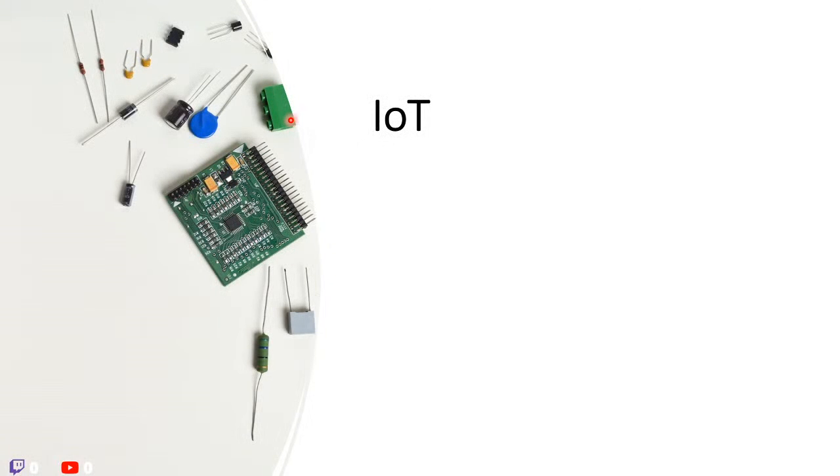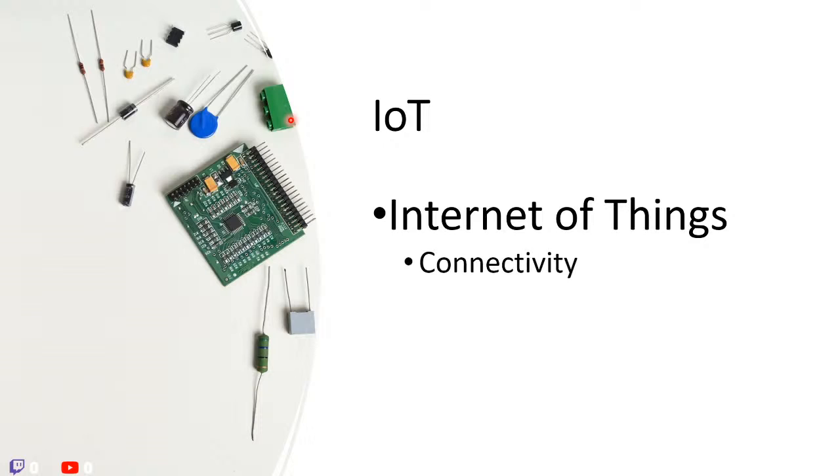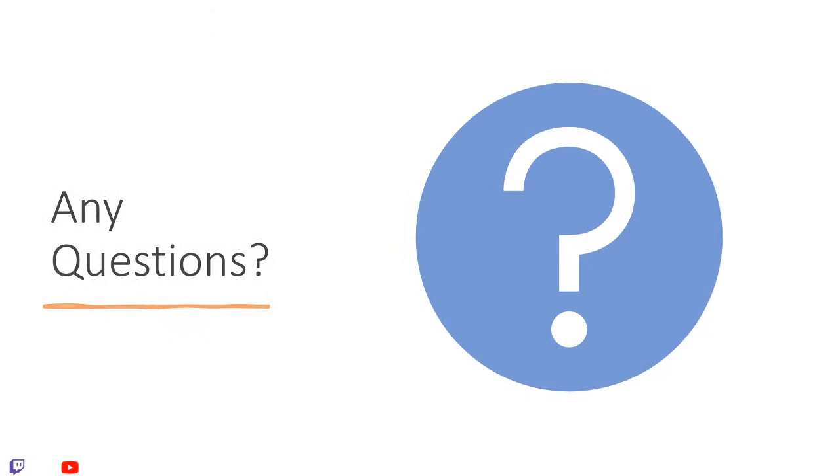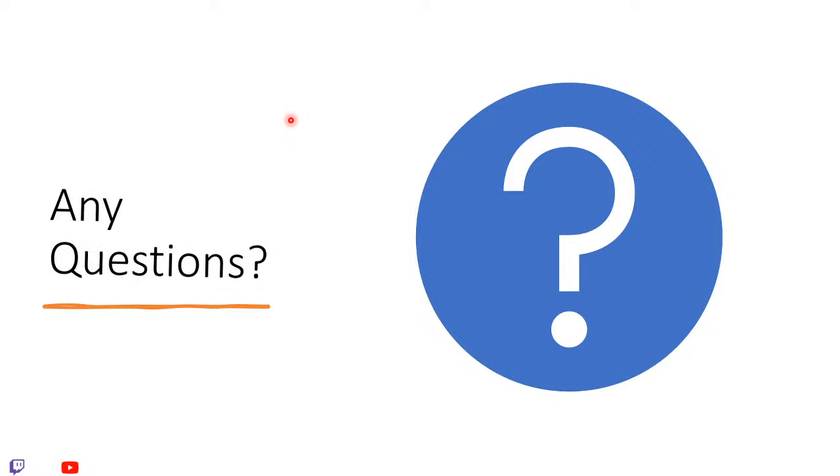Now coming on to the Internet of Things. Connectivity, how the things on the internet are connected, through data, software and hardware. If you have any questions till now, you can comment in the comment section below. Now going to the next slide.